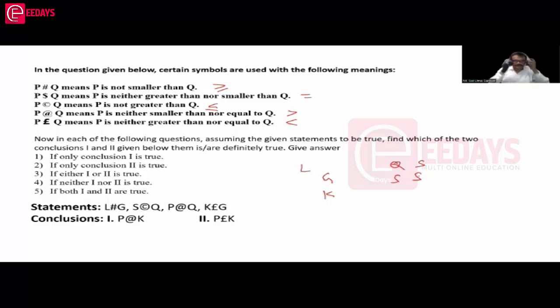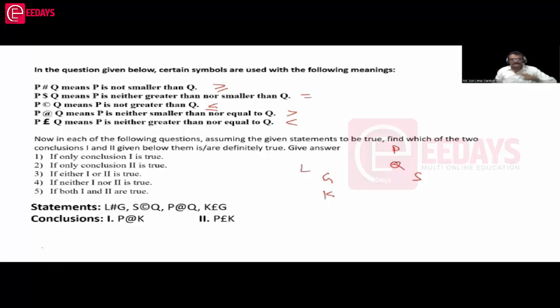Okay, sorry, sorry guys. Now just remove these two S's. What is the next statement? P at the rate cube. At the rate means greater than. P is greater than Q. Here P is strictly greater than Q. This is the value.